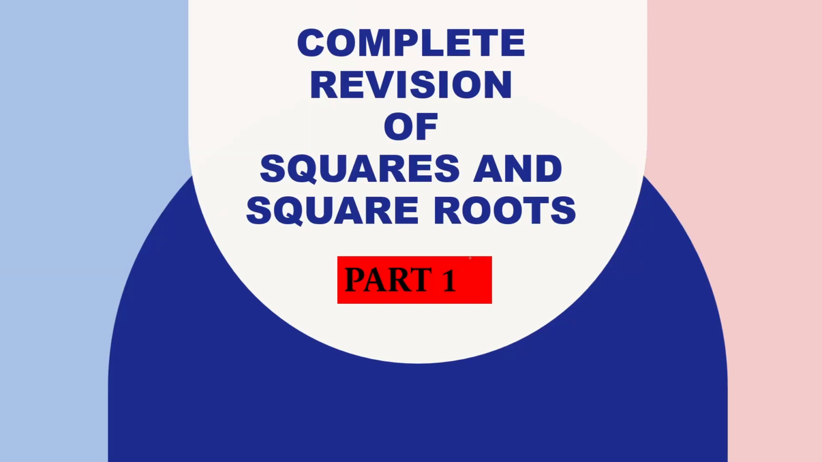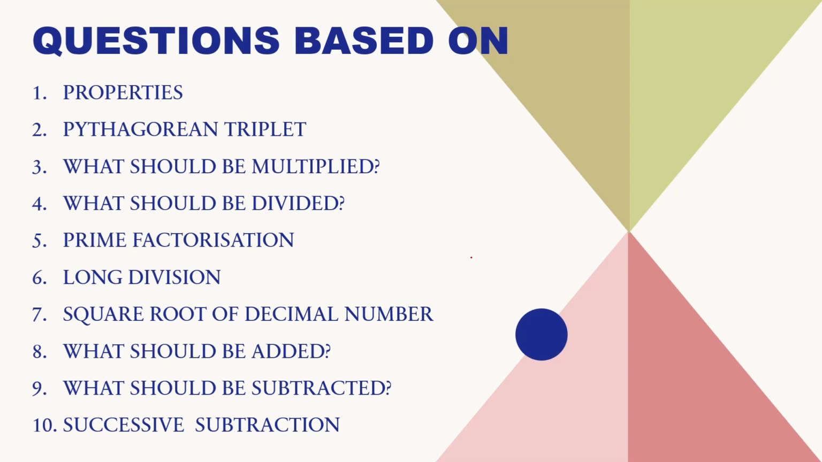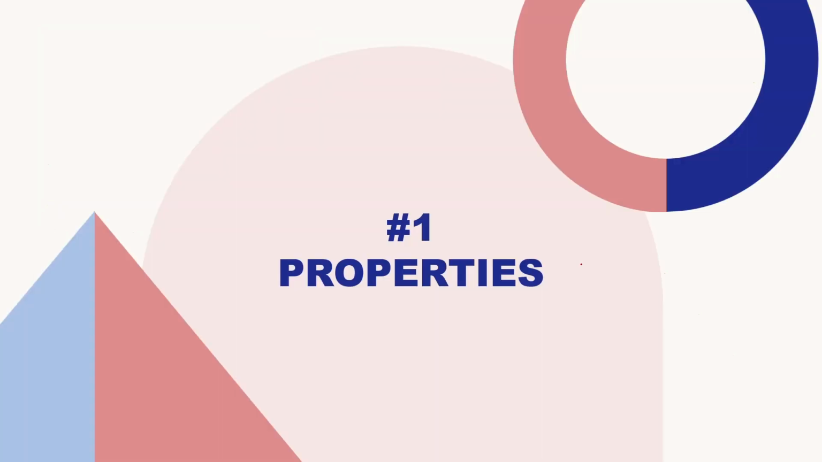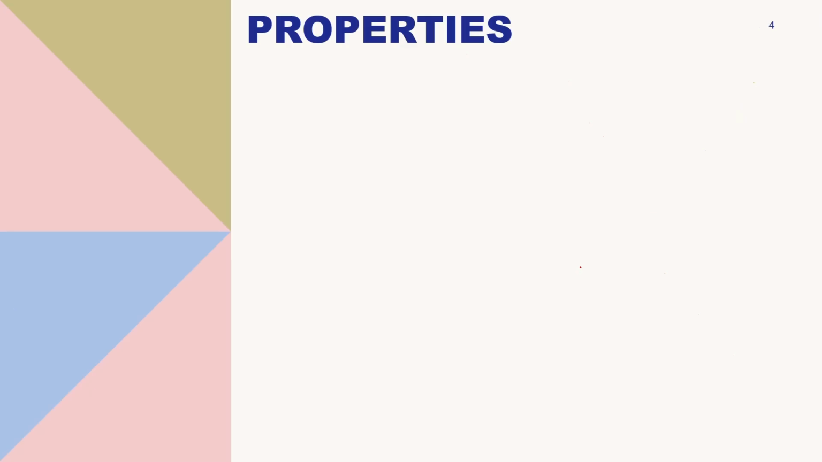Welcome everyone, and today we'll be doing complete revision of chapter squares and square roots. I have divided this chapter into 10 subtopics and we'll be covering 5 topics in part 1 and remaining 5 topics in part 2. So what all we are covering in part 1: properties, Pythagorean triplet, what should be multiplied, what should be added, and prime factorization. So let's get started.